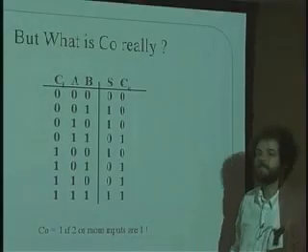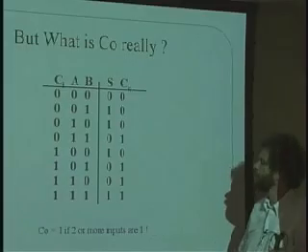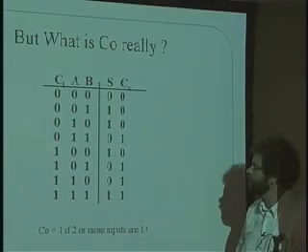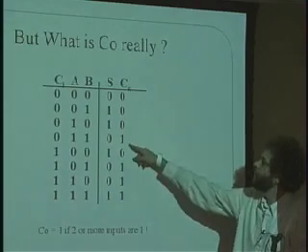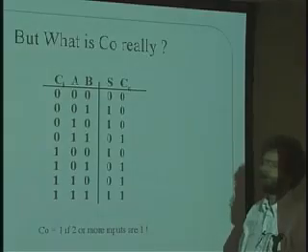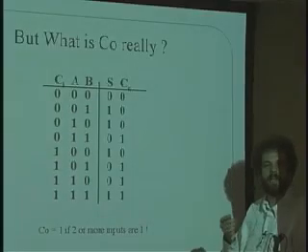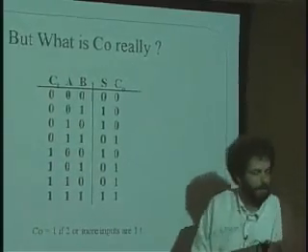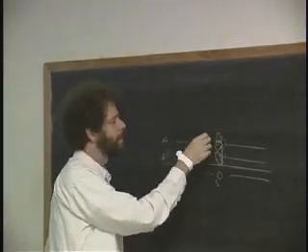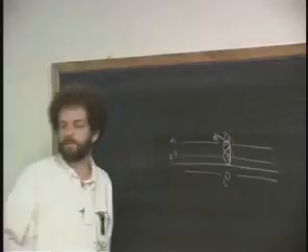But what really is CO? Aside from the logic, what the carryout is really telling us in English is that the carryout is a 1 if 2 or more of the inputs are 1, because that's really when we want to generate a carry coming out. If 2 or more of these 3 bits, the bit A, the bit B, and the carry bit, are 1, then we generate a carry out. That's an easier way to talk about it.